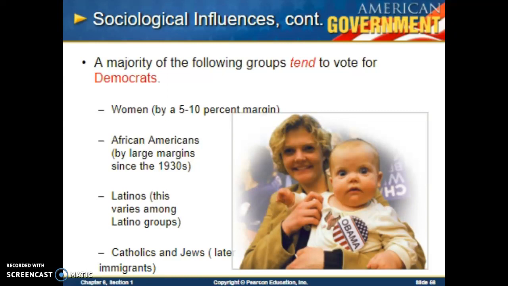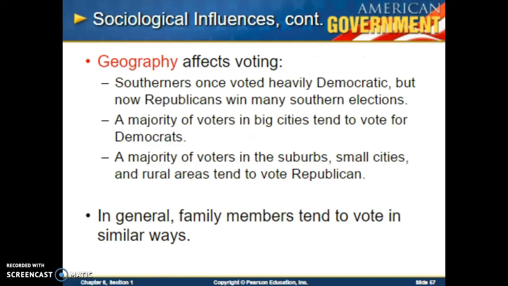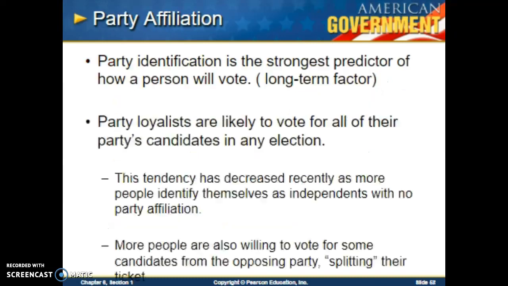Now, the main reason that Catholics and Jews tend to vote for Democrats was because they were greeted with hostility from Protestants, and Democrats stepped in and offered help. For minority groups, Democrats have strengthened social welfare programs, so they tend to vote Democratic. And as I said, African Americans, and other non-white groups, do tend to vote Democratic. Geography affecting voting. Southerners once voted heavily Democratic, but now Republicans win many Southern elections. A majority of voters in big cities tend to vote for Democrats. A majority of voters in the suburbs, small cities, and rural areas tend to vote Republican. In general, family members tend to vote in similar ways.